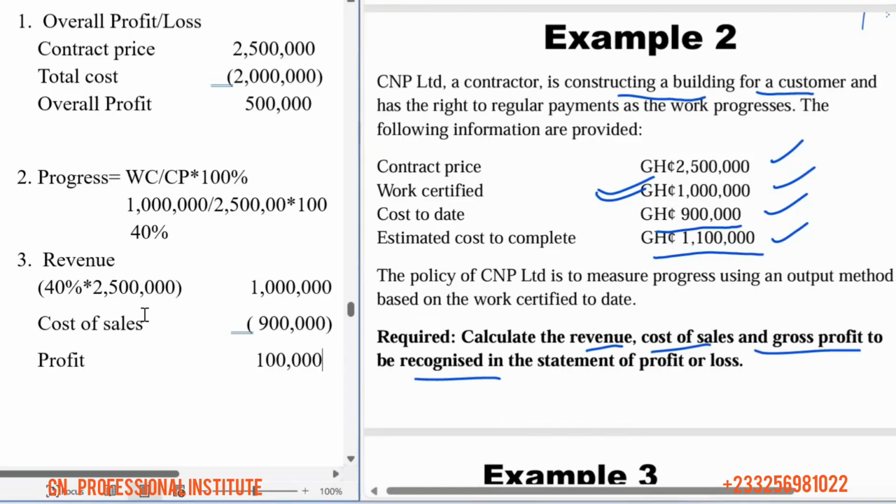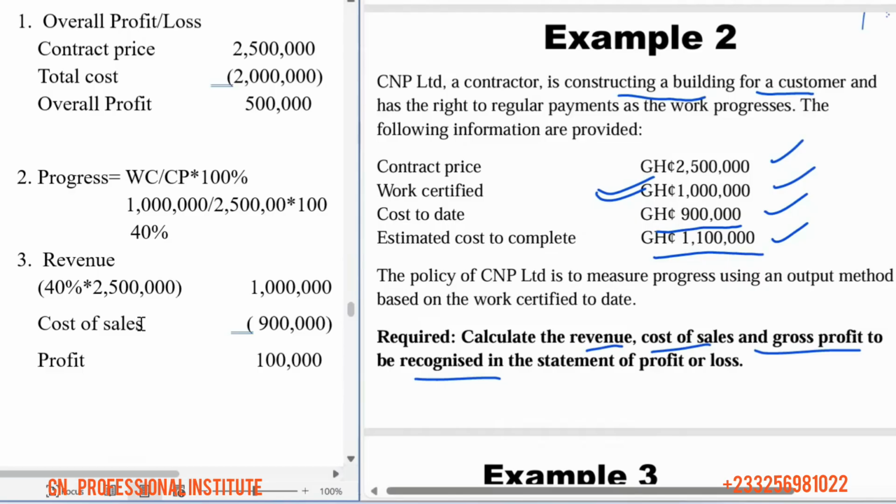Very simple. The only thing here is that with example 2, we are using work certified over total contract price. That is the output method. So we have to determine our own progress. Go to the question, what's the work certified? 1 million. Contract price is 2,000,000 what? 500, right? So divide it and then get your progress.